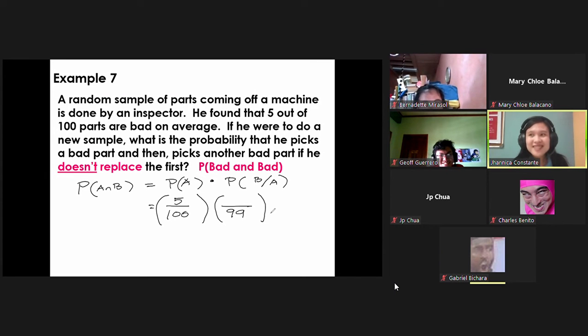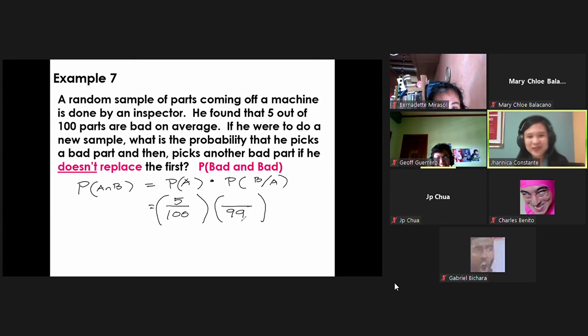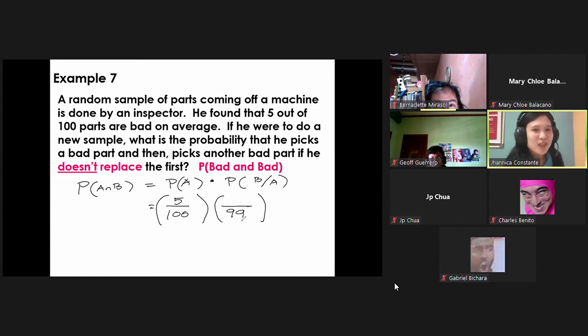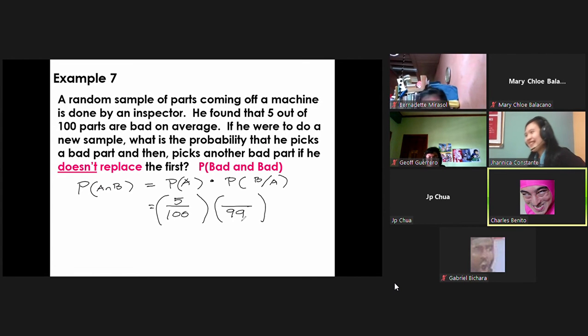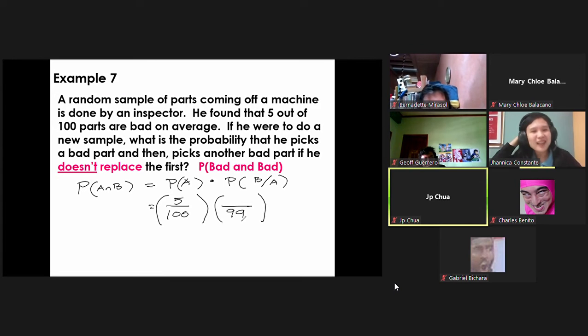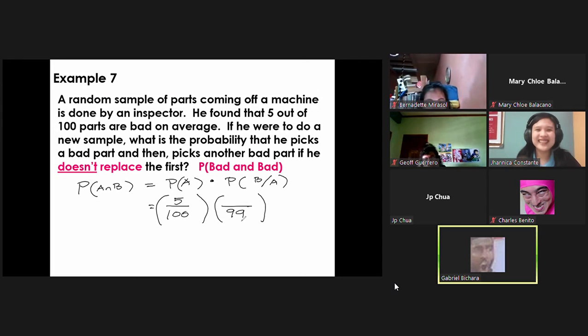But that is not correct. That is not our numerator for the 99. 1? Oh, 1 daw kay Charles. Why 1, Charles? If 2 isn't correct, 1 might be correct. So if 2 is incorrect, 1 is correct.